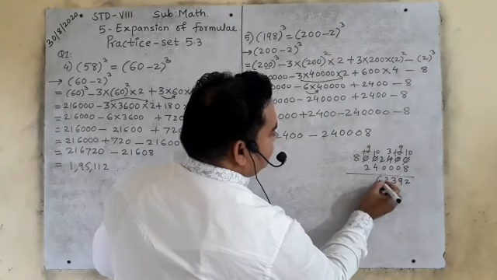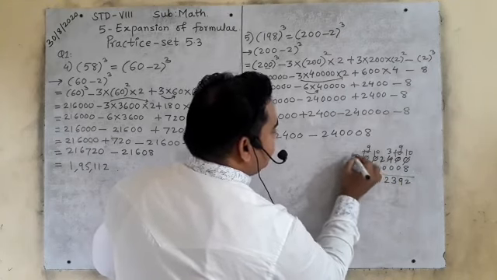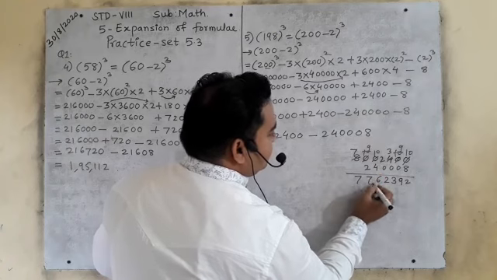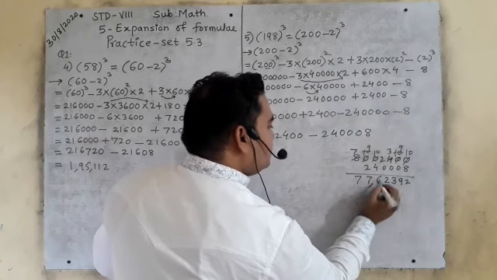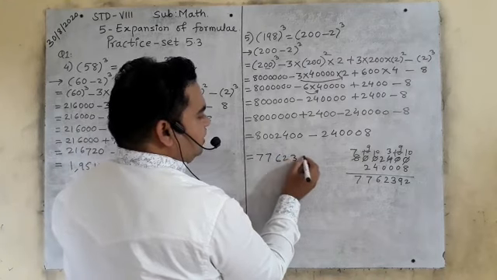So 10 minus 4, 6. 9 minus 2, it is 7. And it will be 7. So it is 776. Okay, you will write it over here: 7, 7, 6, 2, 3, 9, 2.